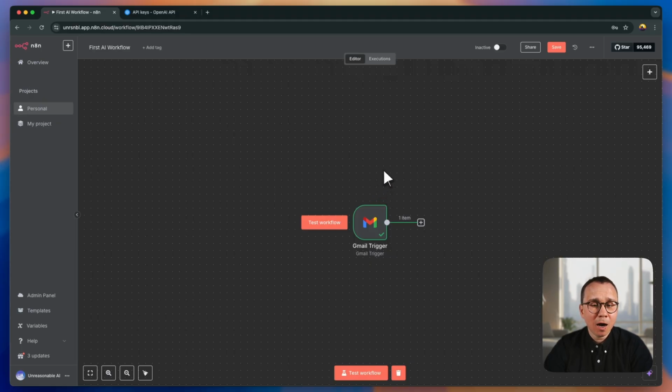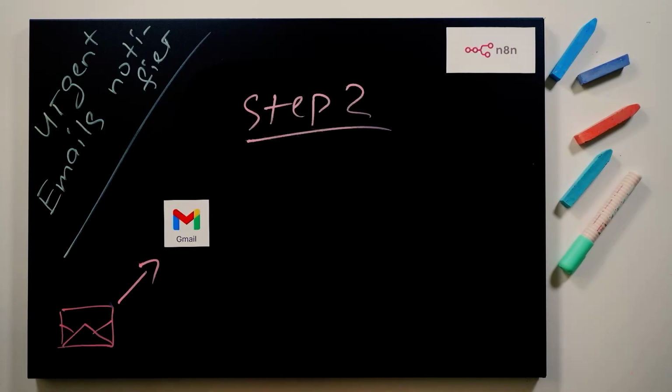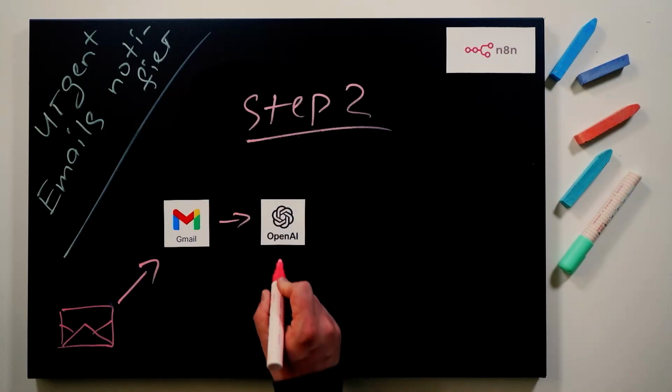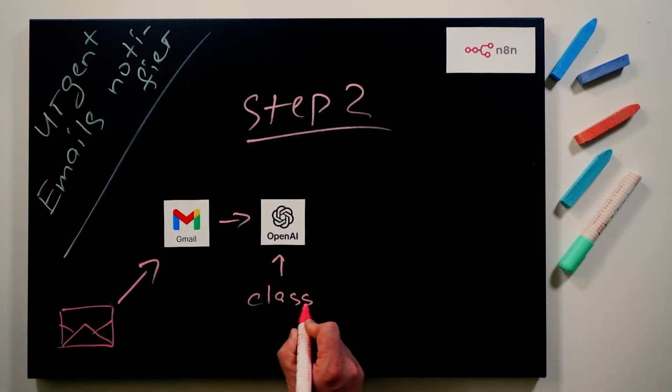n8n understands when a new email arrives in our Gmail inbox, and it fetches it from the Gmail account and provides this information further to the following nodes, which we'll be adding in the next steps. In step 2, we'll send parts of the email to OpenAI's language model and ask it to decide whether the message is urgent or not, based on criteria we will define.